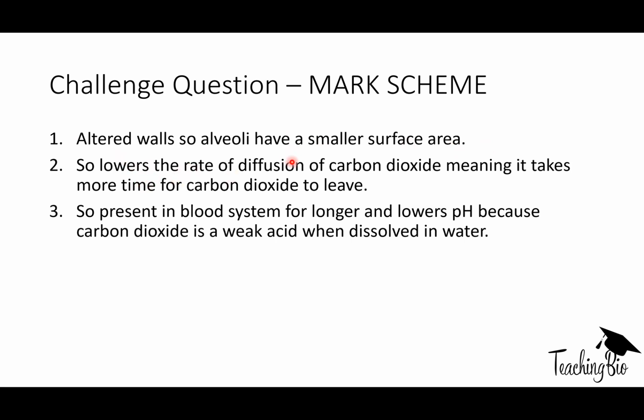Therefore, that will lower the rate of diffusion of carbon dioxide out from those red blood cells into the alveolar sac and out of the lungs, meaning that it takes more time for that carbon dioxide to leave, okay? So we've limited the diffusion of carbon dioxide, so it takes longer for carbon dioxide to leave, meaning that the carbon dioxide will be in the blood system for longer, so there'll be more of this buildup of carbon dioxide, which ultimately will lower the pH because carbon dioxide is a weak acid.